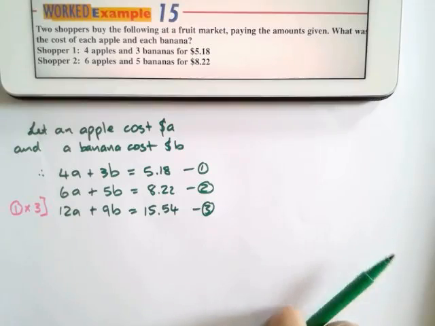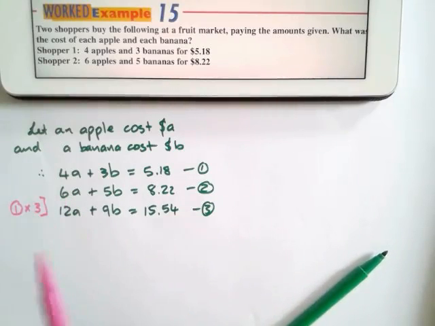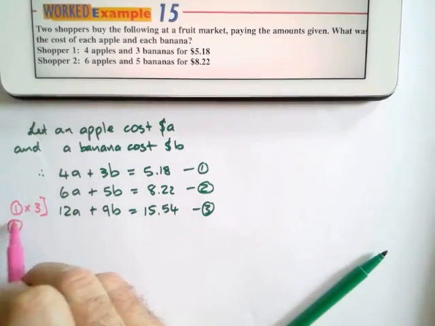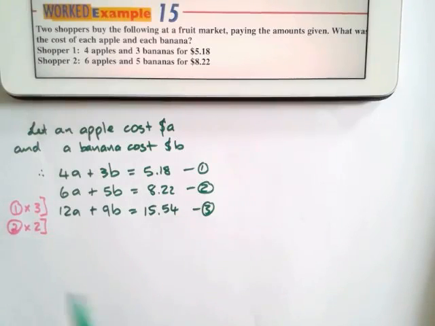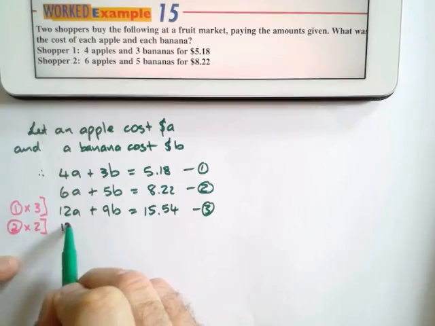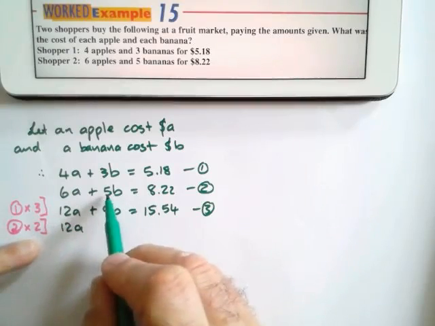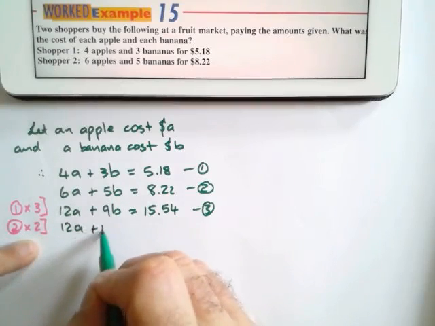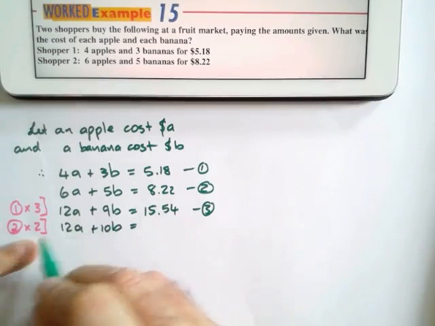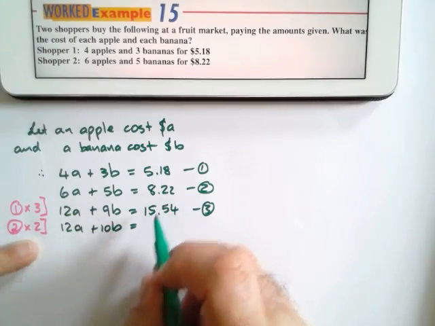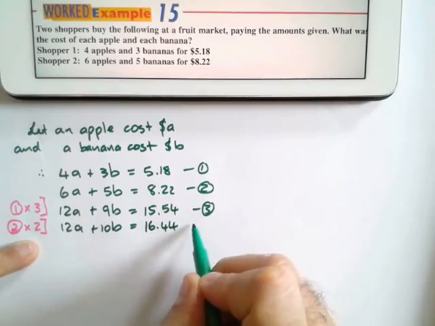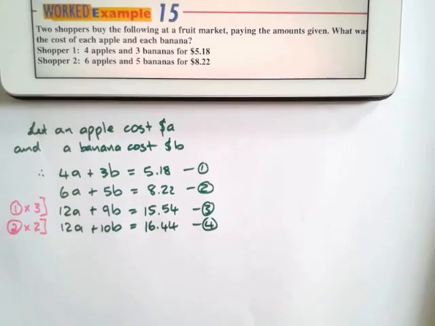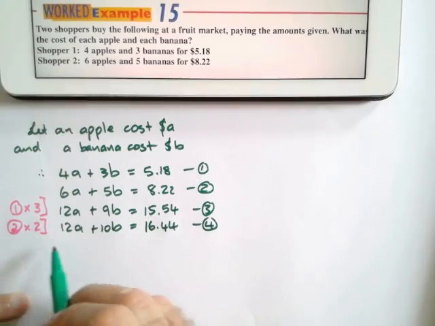I'm now going to try to get this A to 12, so I'm going to take equation 2 and multiply that by 2 so I can get to 12. 6 times 2 is 12A, 2 times 5 is plus 10B, and 2 times 8.22 is 16.44, and that will be equation 4. My A's are the same, so I can now eliminate the A's.